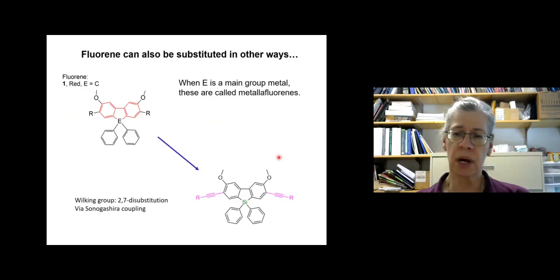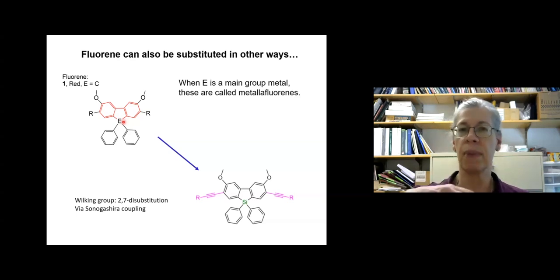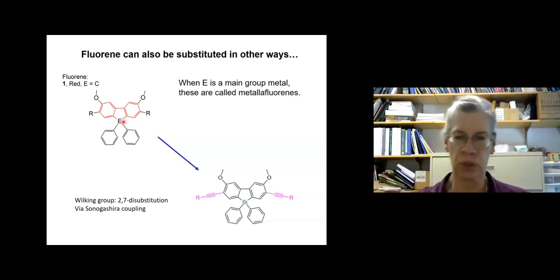So the compounds that I'm going to be talking with you about are actually fluorene-based. In this case, we're replacing the central atom with a heavier main group atom like silicon or germanium, which are right below carbon on the periodic table. And then we can make substitutions at the central atom or around the rings here. We're focusing on substitutions at the 2,7 positions through an alkynyl bridge, which is accomplished via Sonogashira coupling. It's a pretty easy reaction, actually.